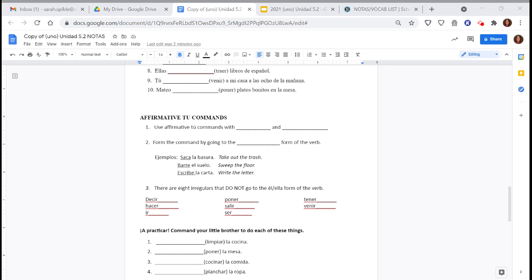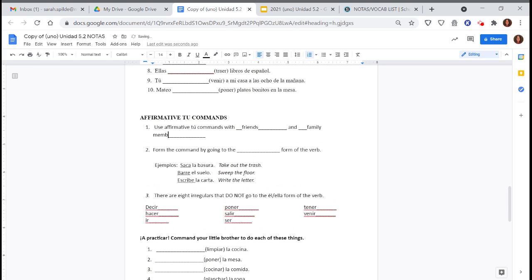So, rule number one, it says use affirmative tú commands with friends and family members. Basically, people you know really well is how we would use these command forms. So to form the command, you're going to go to the él, ella, usted form of the verb. So as the example here, it says saca la basura, take out the trash. Or barre el suelo, sweep the floor. Escribe la carta, write the letter.